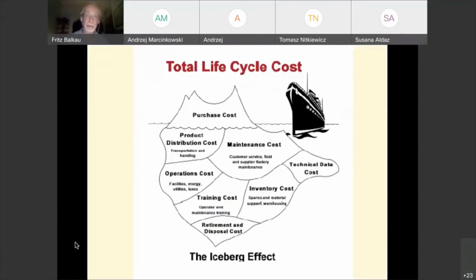Life cycle cost. This is simple life cycle cost. The purchase cost is often what we're obsessed with. Certainly public authorities in their public purchasing are still obsessed with the overall simple purchase cost, and they don't understand that the majority of the costs occur later somewhere else.